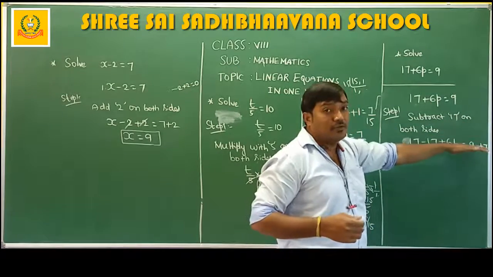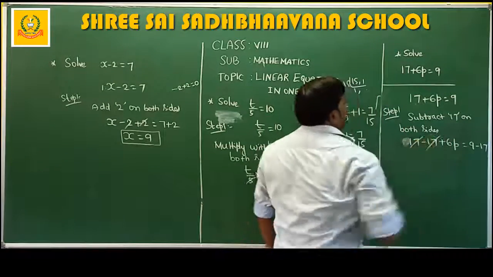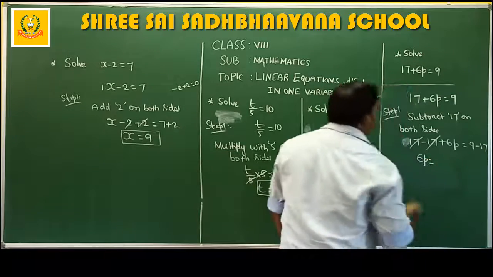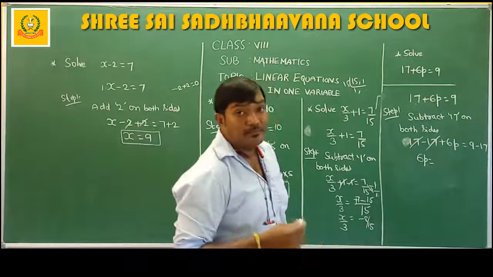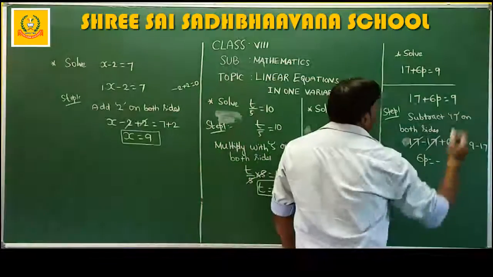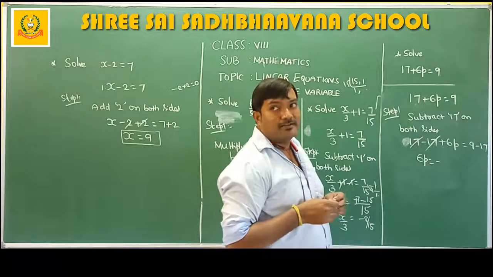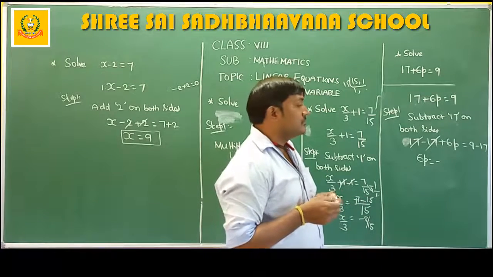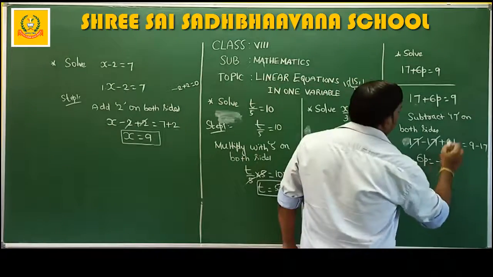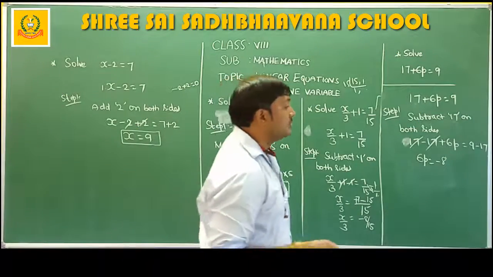And again, when you do it for the LHS, you have to do the same for the RHS also. So 17 will get cancelled. 6p equal to, what is 9 minus 17? Again here, the greater number has the negative sign, so remember we should take negative and do 17 minus 9, no problem. What is 17 minus 9? Yes, 17 minus 9 is 8. So we'll get minus 8.